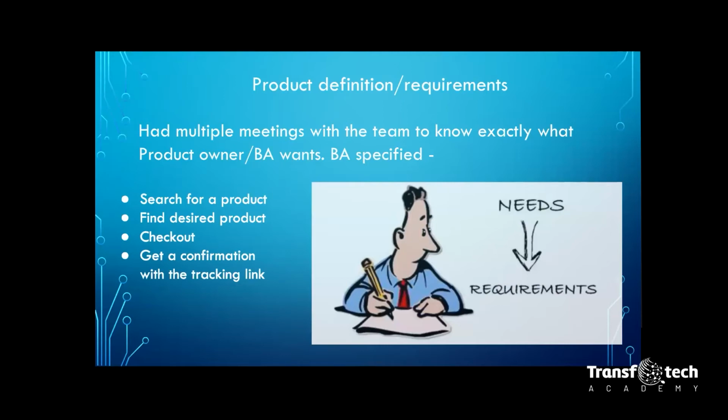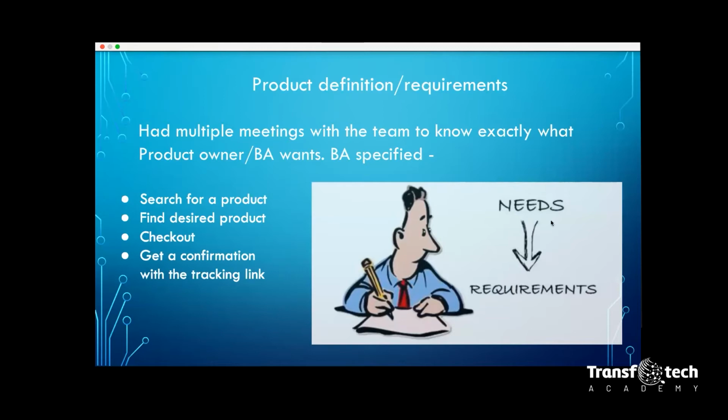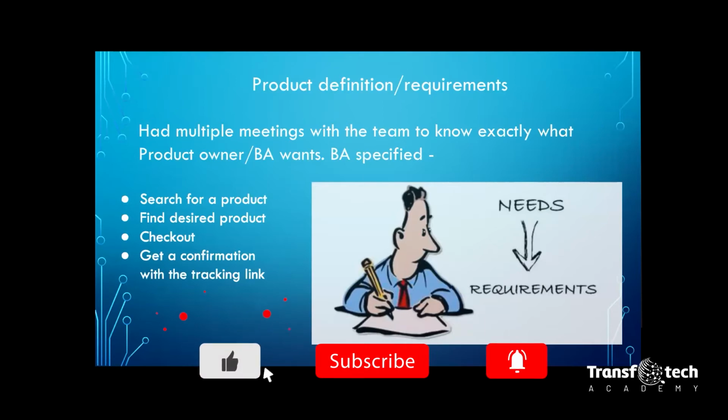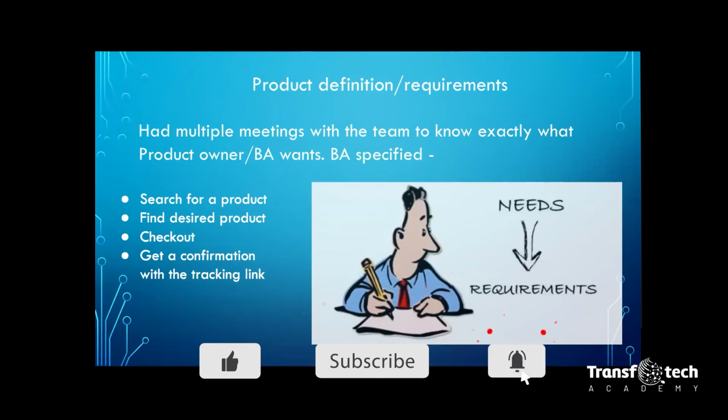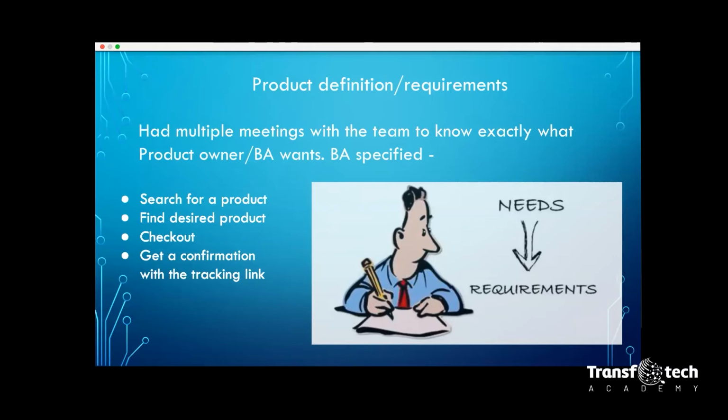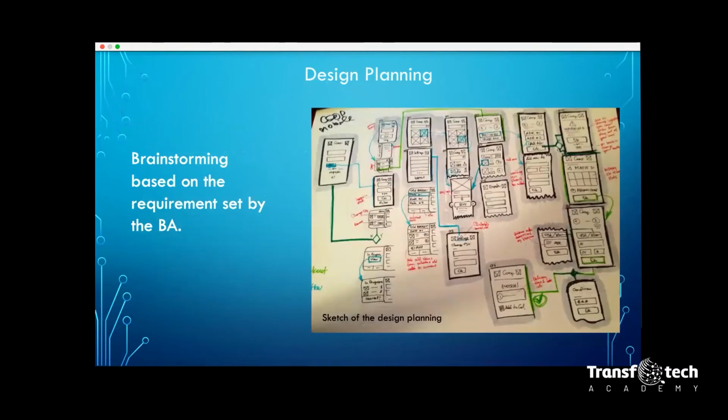During this phase, we met with our team to get an idea of what our client is looking for and what kind of problems they are trying to solve through this application. The product owner or business analyst briefed us about the specifications and requirements of this product. In our case, our BA specified that we need to build an e-commerce application where people can search for a product and buy it without any problem. And when they successfully purchase something, they will get a tracking link that will help them track where their package is at.